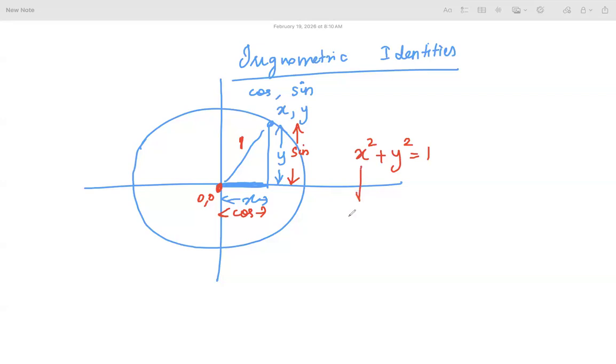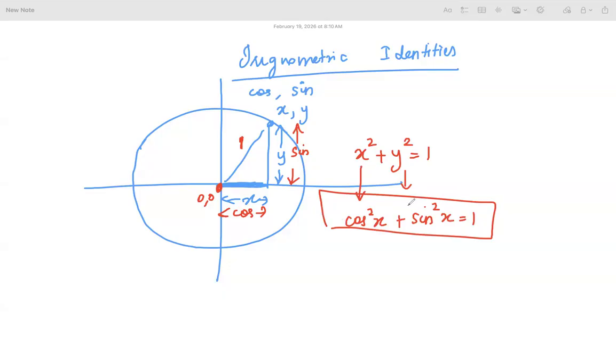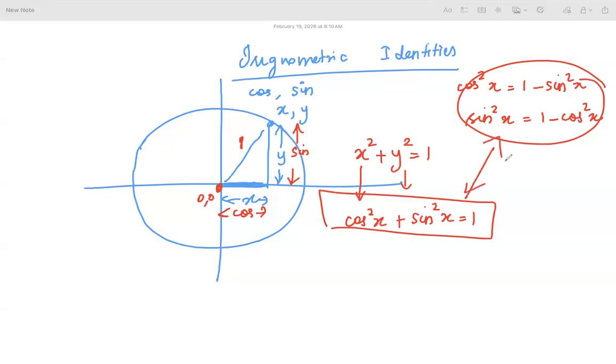Now x square, if I replace it by cos square x, and y square by sine square x, we get a very important identity in trigonometry, and that is cos square x plus sine square x equal to 1. Any questions? You can as well write this as cos square x equal to 1 minus sine square x, or sine square x equal to 1 minus cos square x. These are called Pythagorean identities.